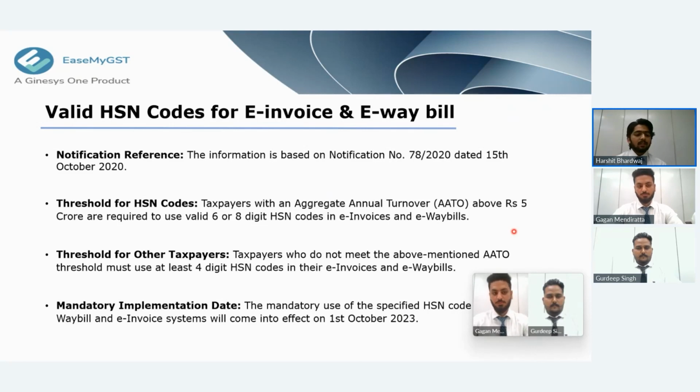Next is the threshold for other taxpayers. Taxpayers who are below 5 crores also have a validation. Taxpayers who do not meet the above-mentioned aggregate turnover must use at least 4 digit HSN codes, which means those with a turnover of 5 crores or below can use valid 4 digit HSNs in e-invoicing and e-way bills. The mandatory date of implementation: this will come into effect from this coming 1st October 23. I request all of you to follow this and make the necessary changes in your systems and ERPs.